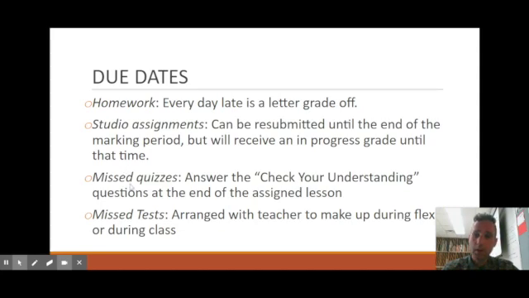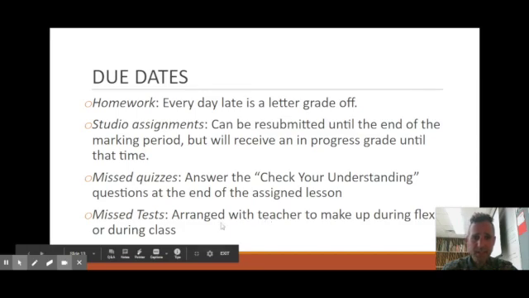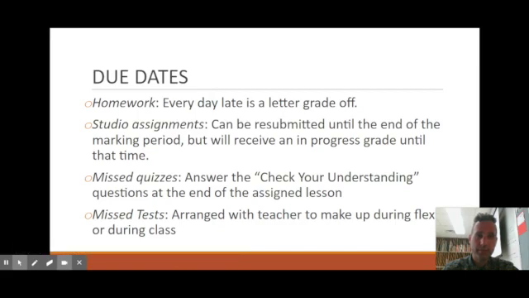Missed quizzes can always be made up online, this semester in Schoology. They could also do the check your understanding questions at the end of each lesson and hand that in person. If we're here or we have a flex, I may have the students do that in place of the Schoology quiz. Missed tests will be arranged with teachers. We can do that during flex or sometimes during the class period.